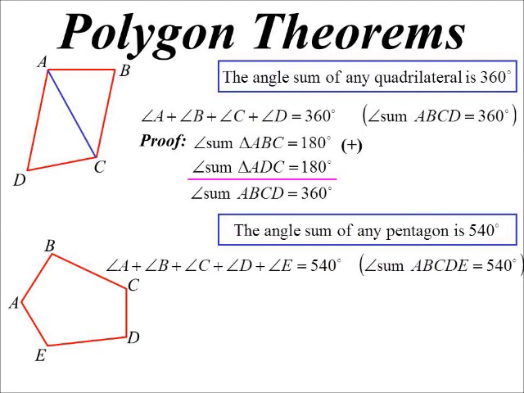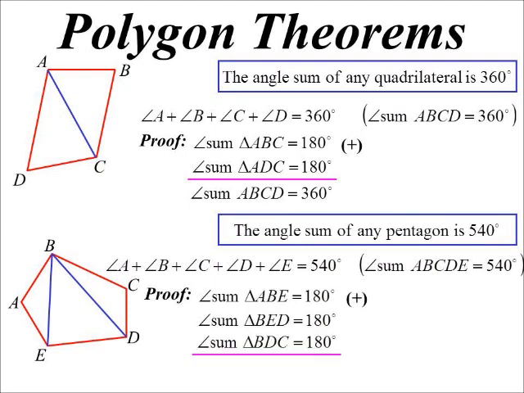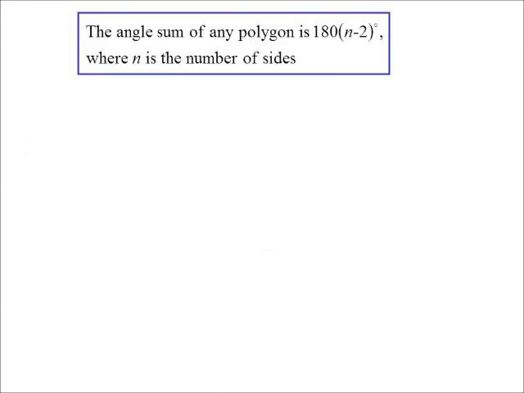Same with our pentagon here. The proof, quite similar. This time I'll draw in two diagonals and we chop the shape up. Instead of thinking of it as one pentagon, it's now three triangles. And I know the angle sum of each of those triangles is 180. And so we get an angle sum of 540. Now, that pattern, of course, will happen every time. So we can generalize it to any polygon. Because what would happen is I'd draw in the diagonals and I'd always end up with two less triangles. So the angle sum must be 180 times n minus 2 for the number of triangles I've chopped the shape into.